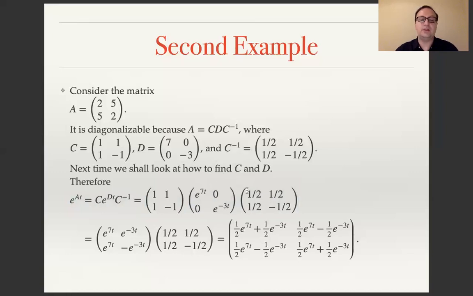And C inverse is the matrix we have from the previous computation, so it's 1/2, 1/2, 1/2, and minus 1/2. All the matrices in this computation are square 2 by 2 matrices. Then e to the At is the product of these three 2 by 2 matrices, and we do the products step by step. For example, we first take the product of the first two matrices, and then we multiply it with the third matrix as well.